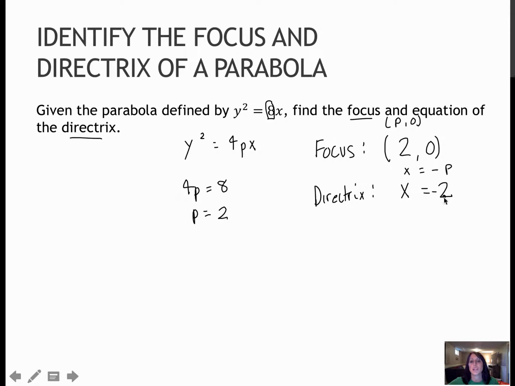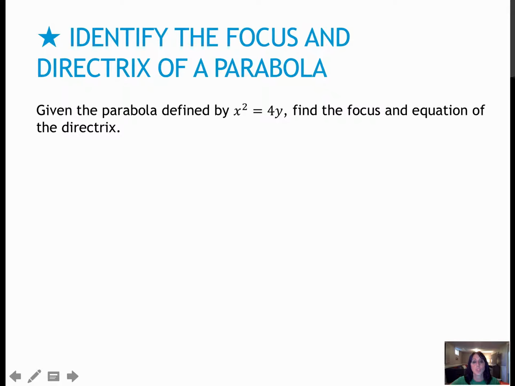These two should be equidistant from the vertex, and the vertex here would be at (0, 0), again, because there's no values being added or subtracted from the x or the y. So my focus is (2, 0), my directrix is x equals negative 2. Try this one on your own, then press play to check your work.